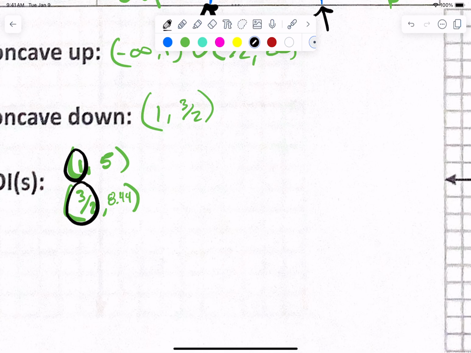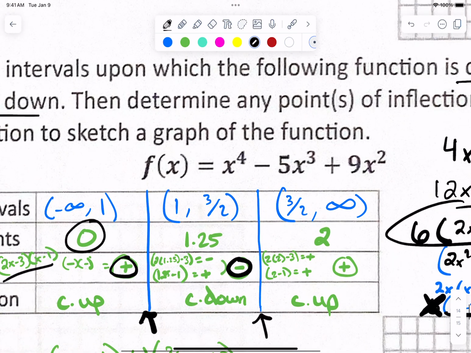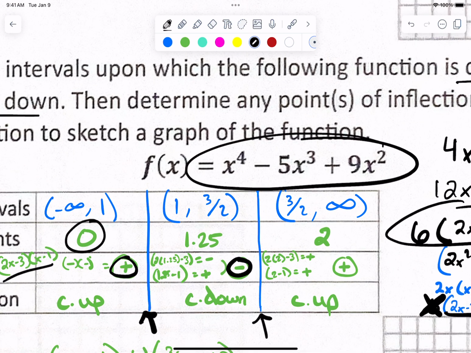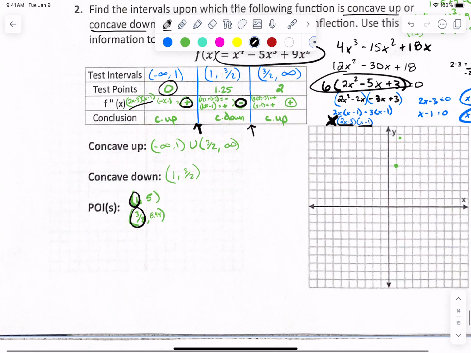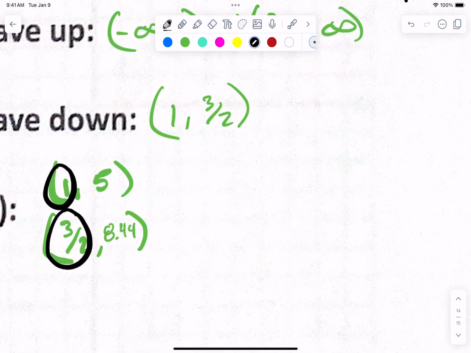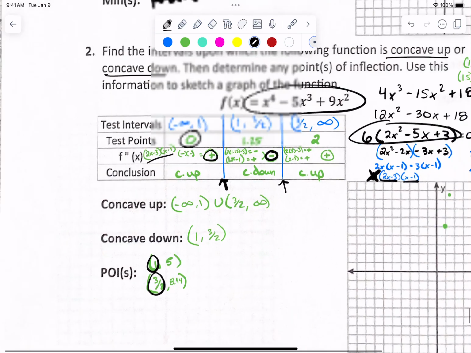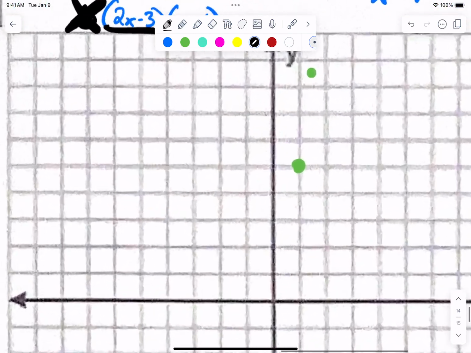Is it the first thing, the thing before you changed anything? It's not the derivative, it's the original. The OG. Yep, you plug those guys in, and that's what I got. I got really ugly numbers for 3/2. 8.44. Yuck. Okay, I trust you. So those two guys are pois.